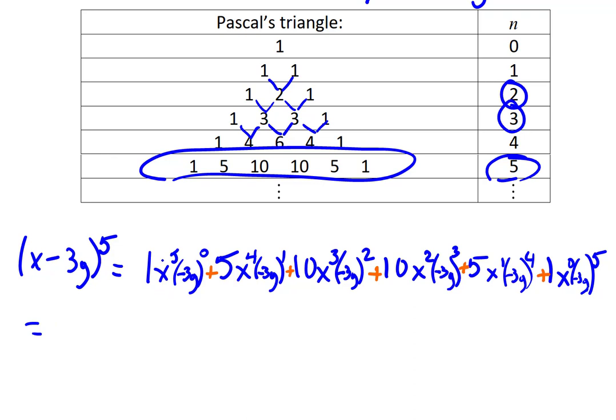Now notice the first term was 1x to the 5th times negative 3y to the 0. Well, the 1 wouldn't show up, and nor would the negative 3y to the 0, because that's also 1. So really, it's just x to the 5th for the first term. Continuing on to the second, we'd have the coefficient of 5. Then we have x to the 4th. And then we have this negative 3y to the 1st.